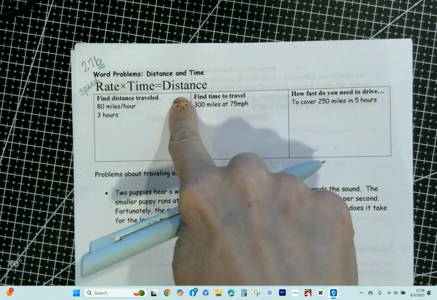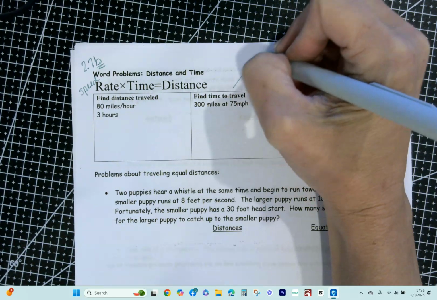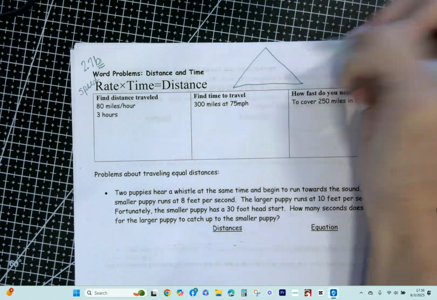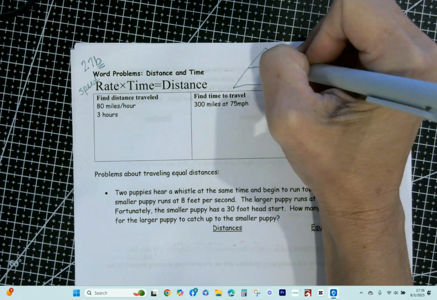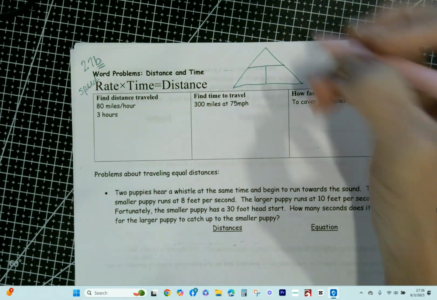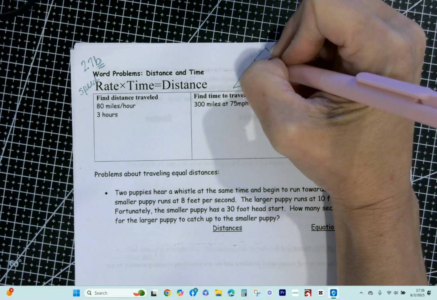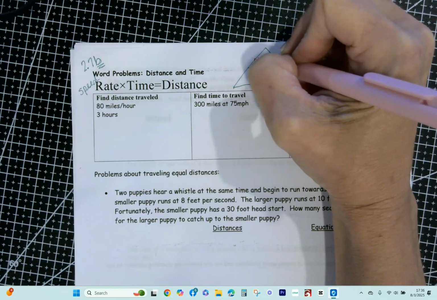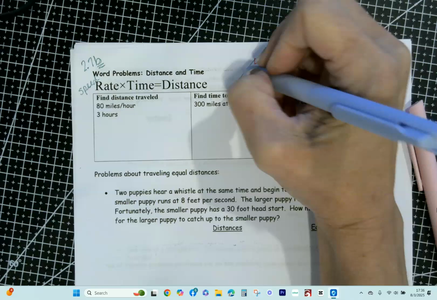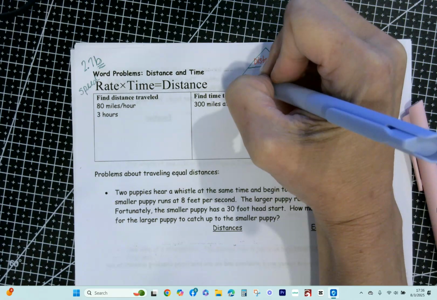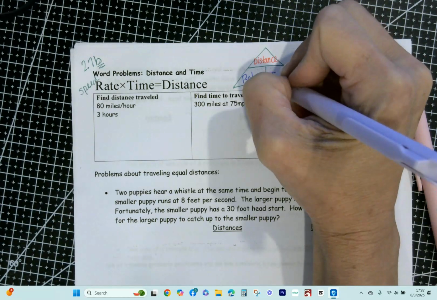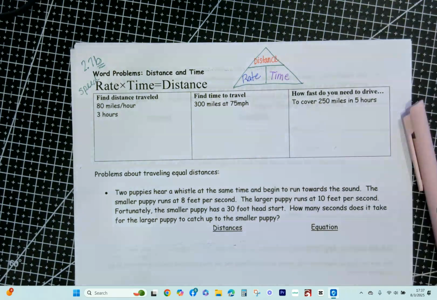You have three variables. So I want to show you this little graphic here. It's a triangle. We're going to put a T inside the triangle. Okay, and here, the very top, we're going to write distance. Just like that. We're going to put rate here, and then we're going to put time right here.